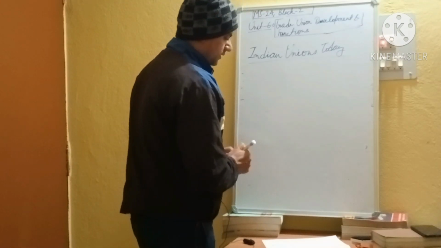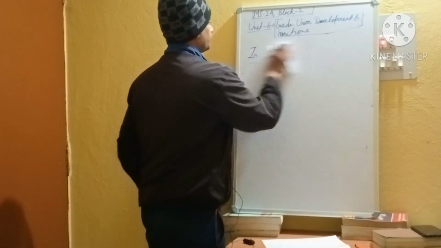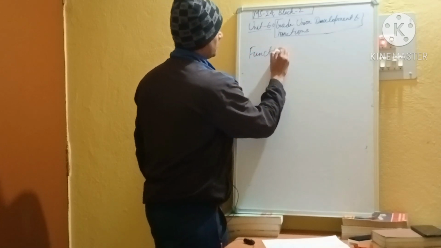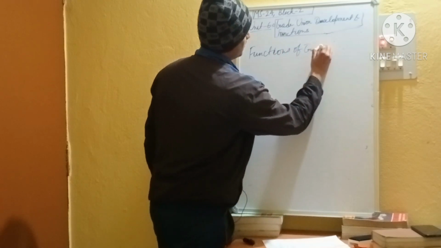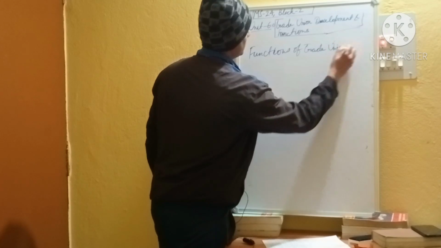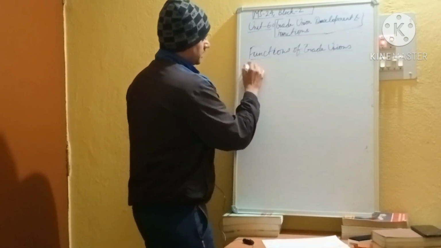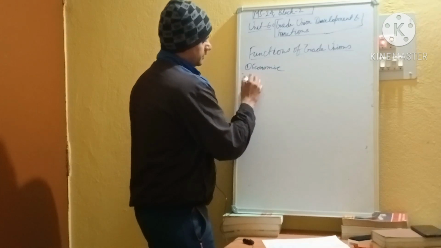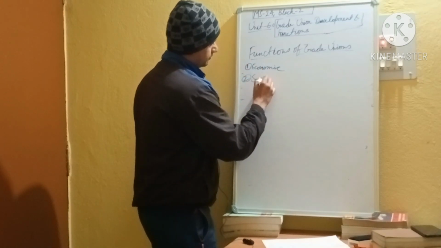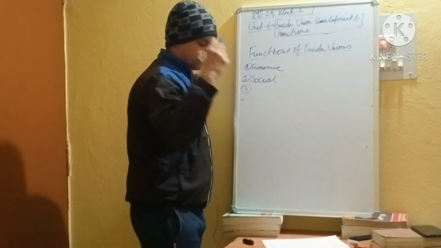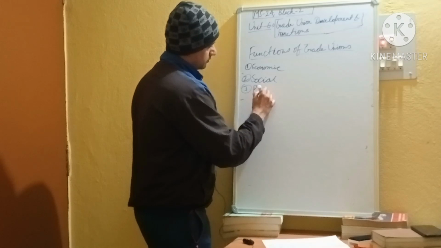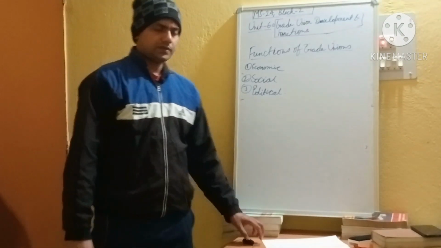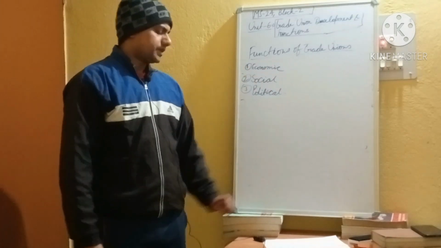Now the next thing is the functions of trade unions. So what are the different functions? The first function is economic. The second function is social. The third function is political. Particularly, we can categorize the different functions of trade unions under these three groups. So the first one is the economic function.